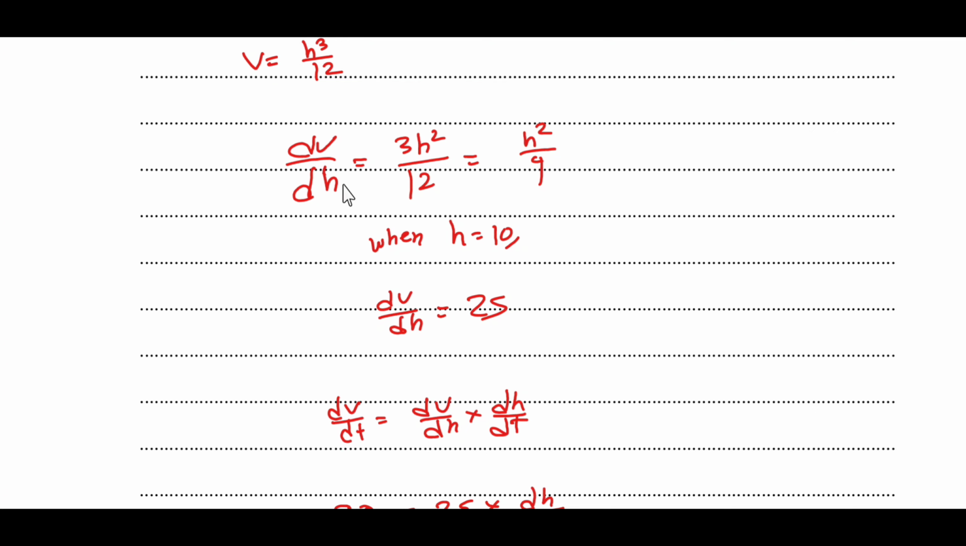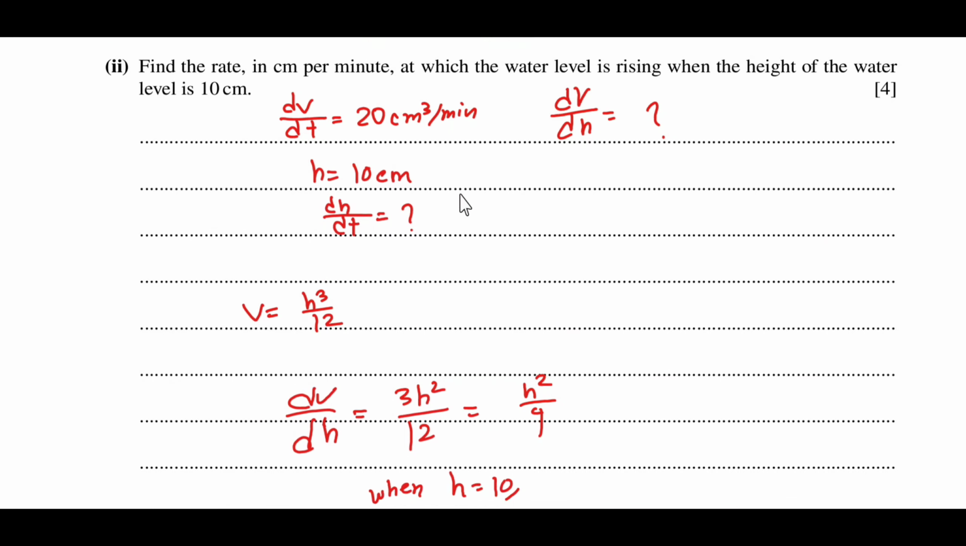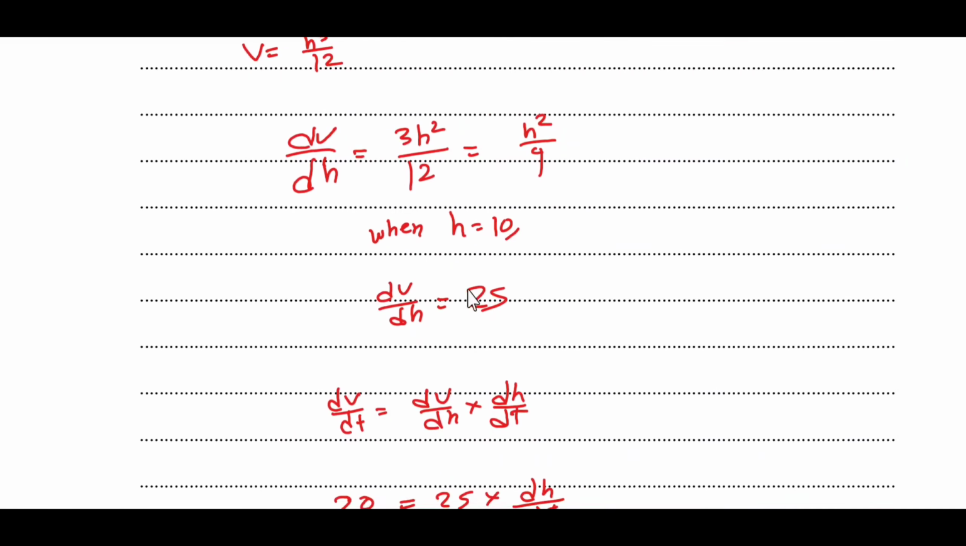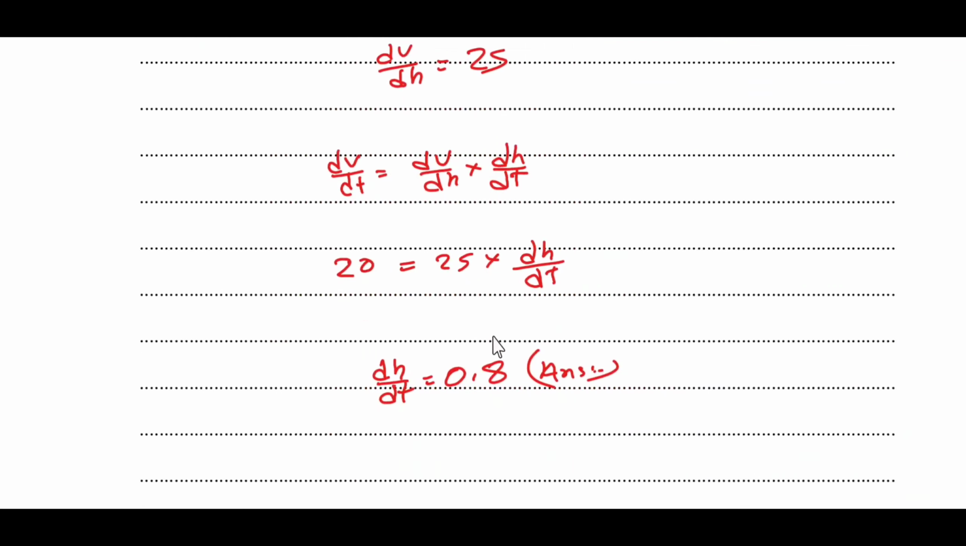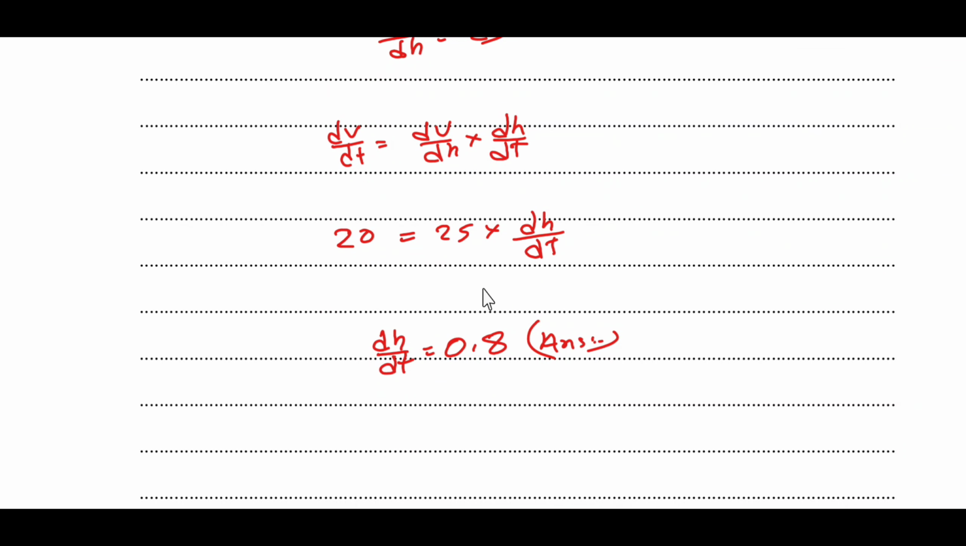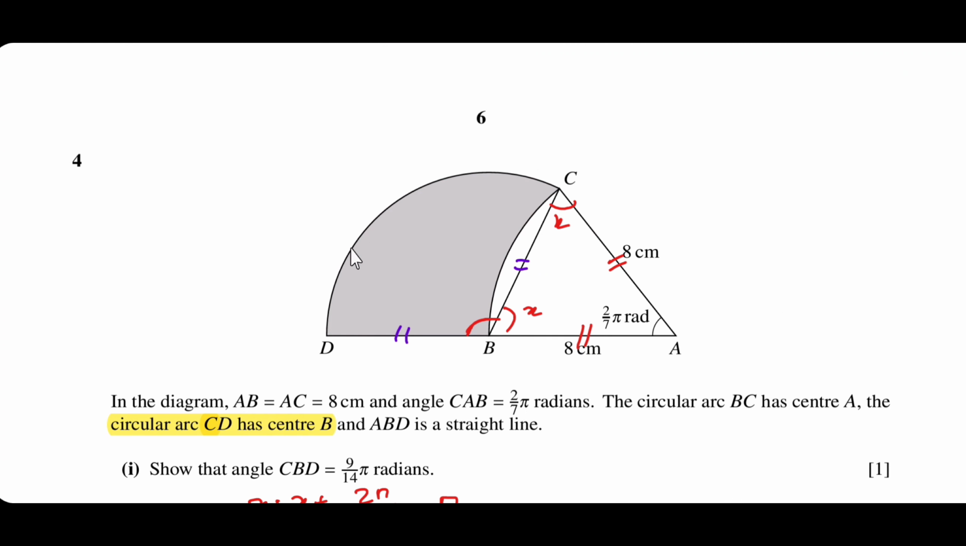We get an expression for dV by dh. Then when h is equal to 10, that is already given in the question, we find dV by dh, that is 25. Then after putting the values in the equation, we get a value of dh by dt, that is 0.8.